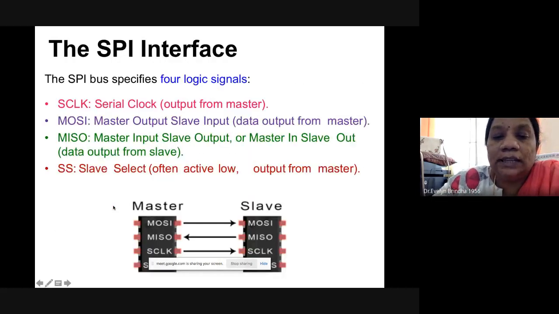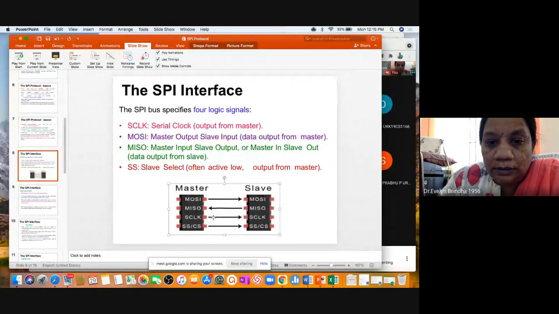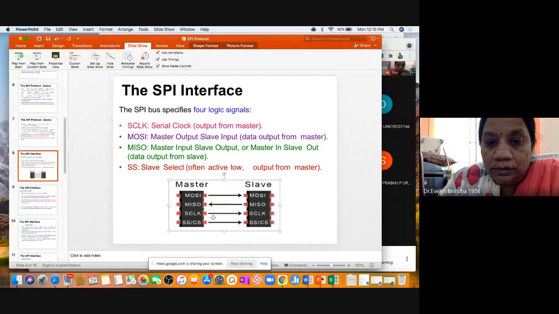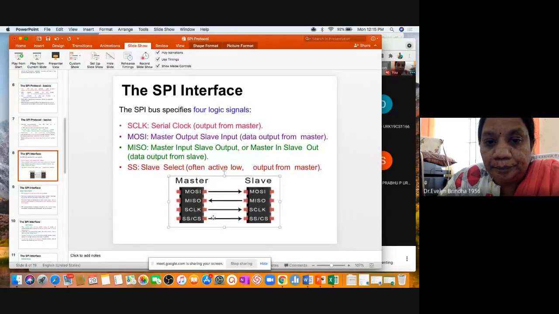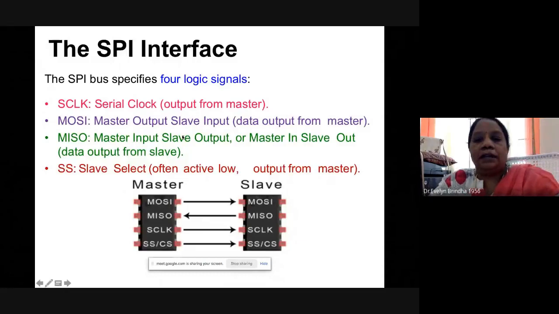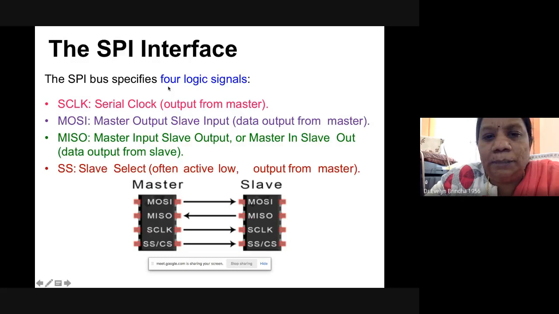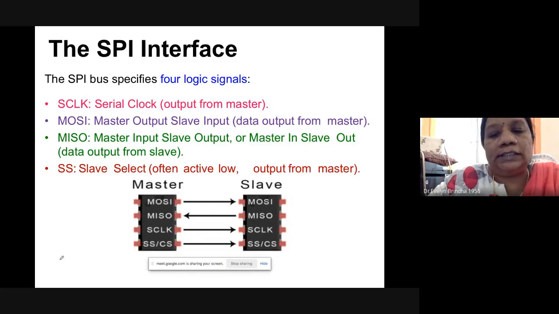So let's go deeply into the logic of master-slave in SPI. Here, let me push this diagram. This is how the SPI communication actually happens. Please remember, this is very, very important. SPI has 4 logic signals. What are the 4 signals? Let's go one by one.